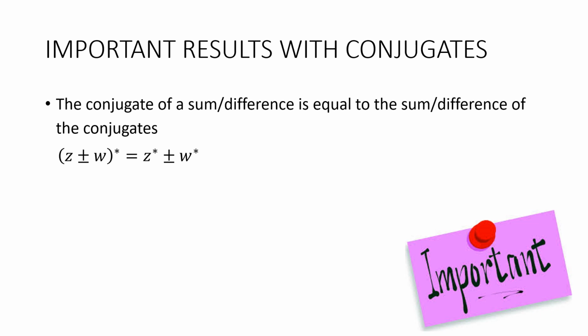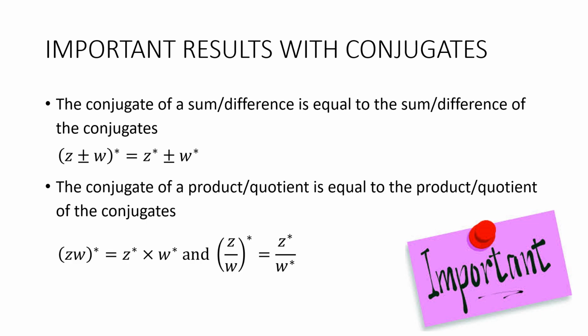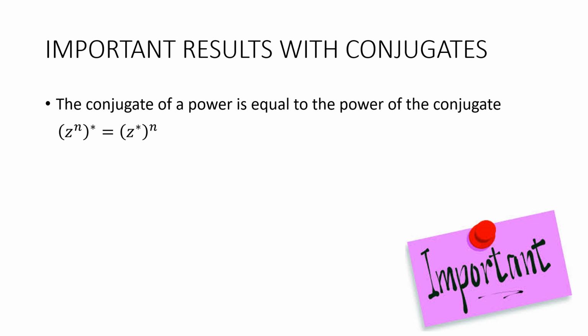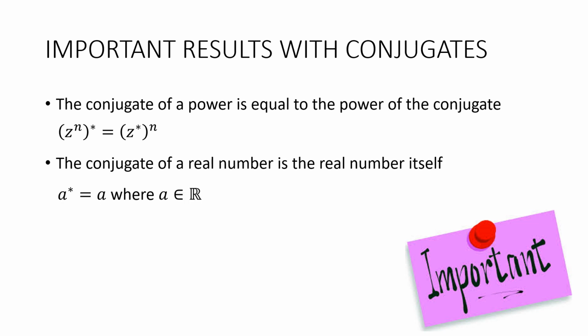Now there are some important results with conjugates. Firstly, the conjugate of a sum or a difference is equal to the sum or difference of the conjugates, which kind of makes sense. So here we have the conjugate of a sum or a difference, and we can split that up so that it is the sum or the difference of the conjugates. Similarly, the conjugate of a product or quotient is equal to the product or quotient of the conjugates. The conjugate of a power is equal to the power of the conjugate. And finally, the conjugate of a real number is the real number itself. And I'd encourage you to go and prove those 4 results.